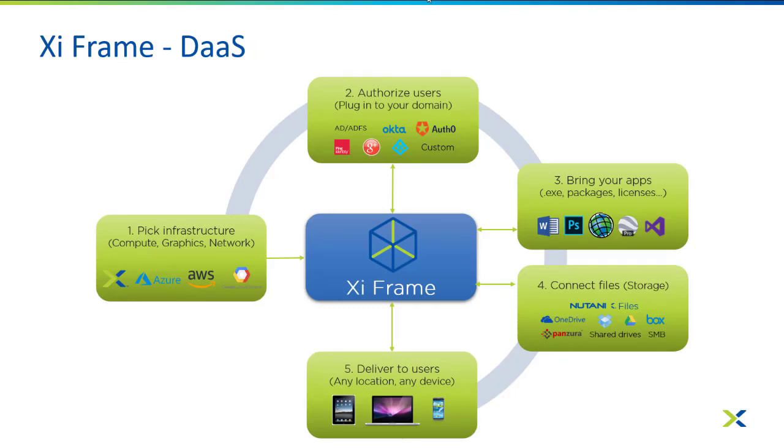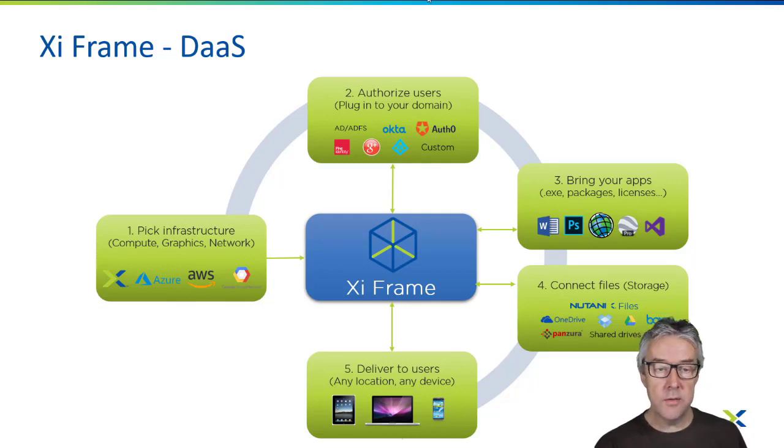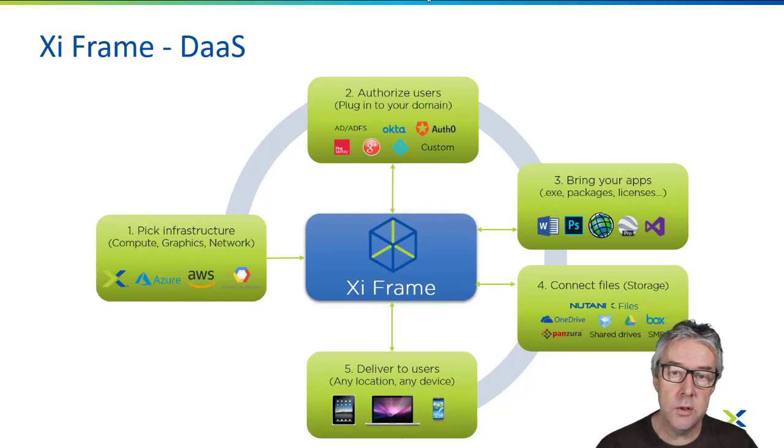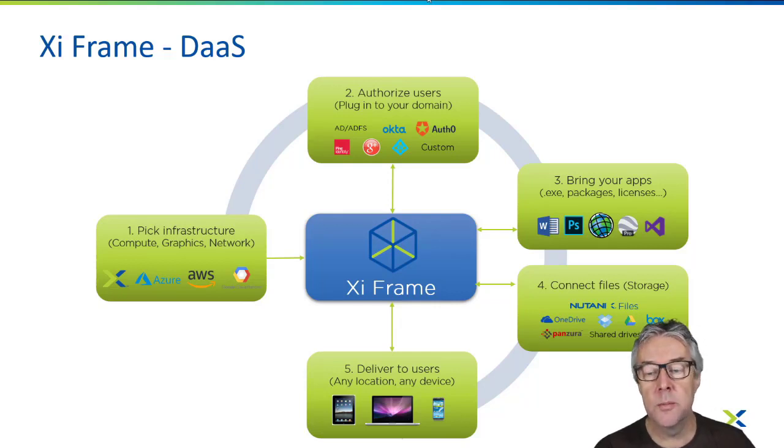Then the final part of the solution that we talked about when it comes to EUC or VDI is desktop as a service. So XiFrame, again, we saw this in the first session. That's our desktop as a service offering. The idea behind it is customer choice in each of these steps. So you pick your infrastructure, your compute, your graphics, your networking components. You authorize those users, so the subsystems used to authorize users. So Okta, for example, Active Directory or Active Directory Federation Services. So essentially any SAML type authentication subsystem.